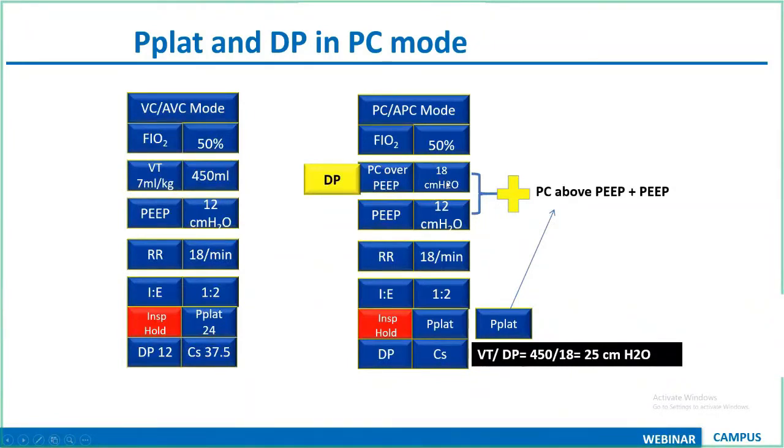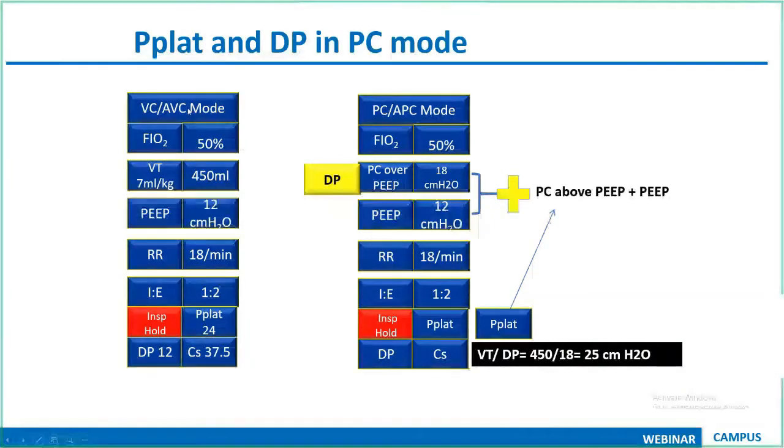So here in a pressure control mode, you know what the driving pressure is, and you know what the plateau pressure is. Here again you can see the tidal volume divided by the driving pressure. So the static compliance will be 25 centimeters of water. This is how we come to the derivation of static compliance.